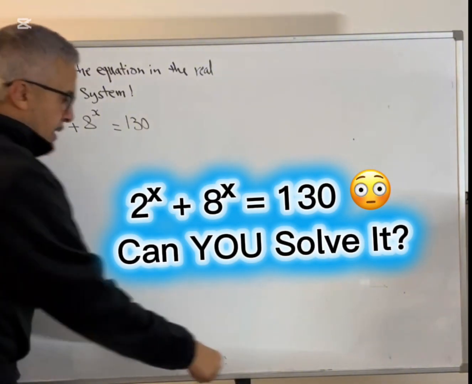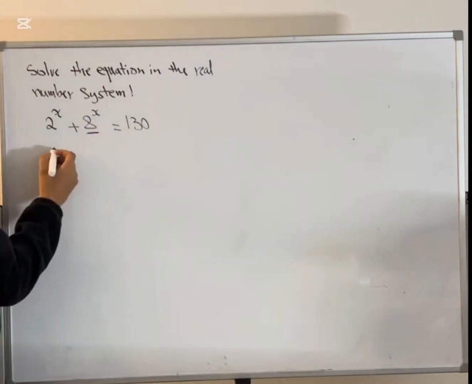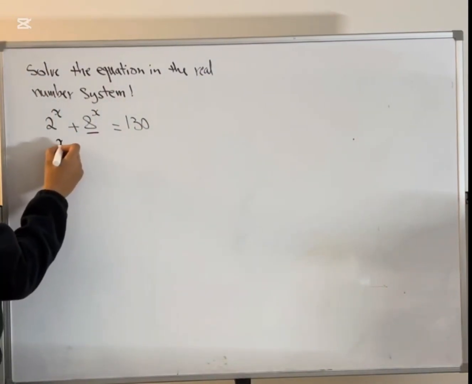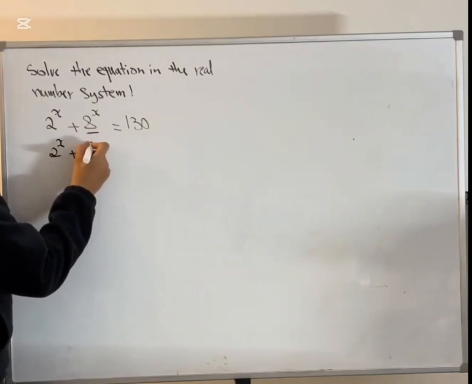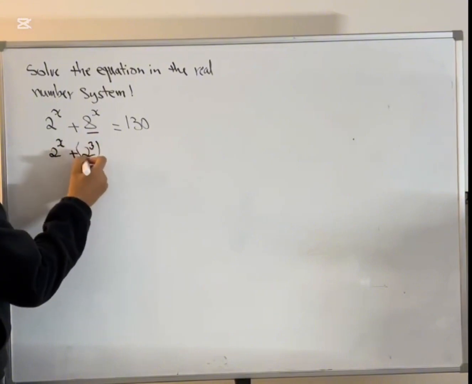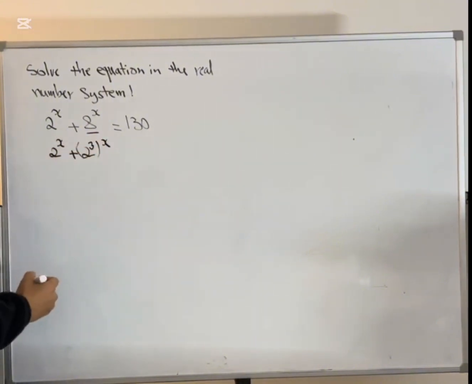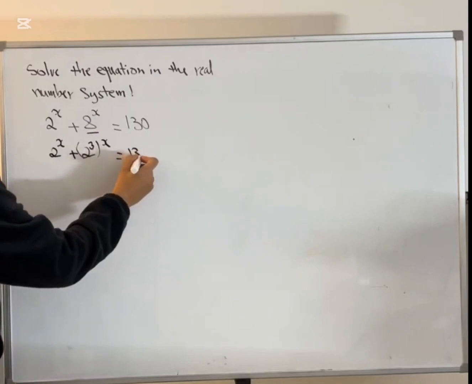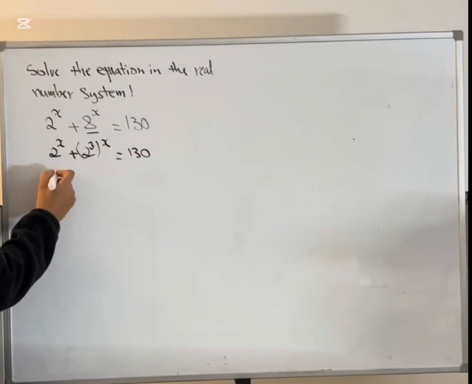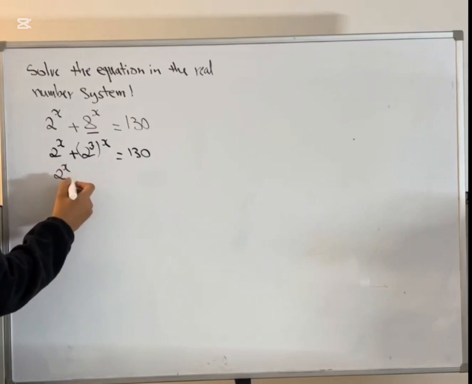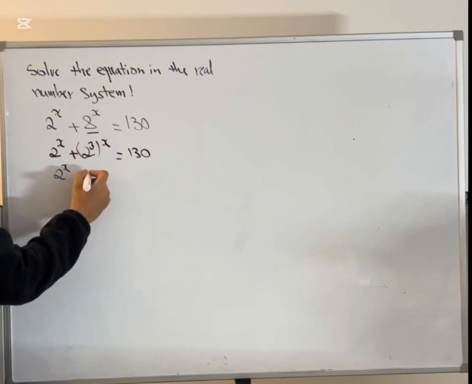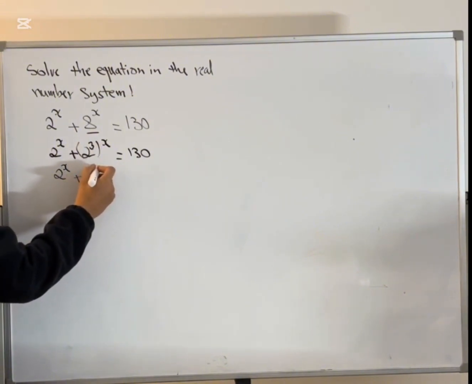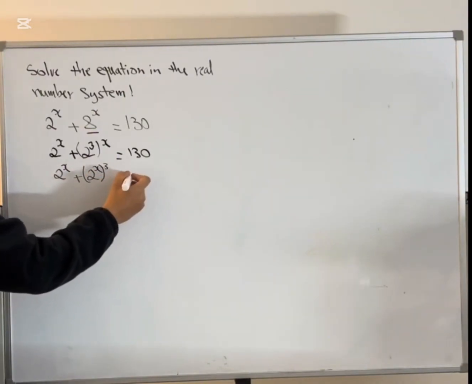Since 8 equals 2 to the power of 3, we can express this as 2 to the power of x plus 2 to the power of 3, all to the power of x, equals 130. And so now we have 2 to the power of x plus, and I'm going to swap the 3 and the x, and we're allowed to do that. So we have plus 2 to the power of x, all to the power of 3, equals 130.